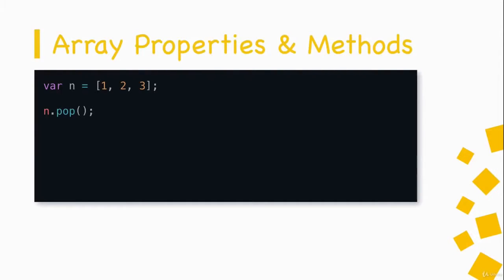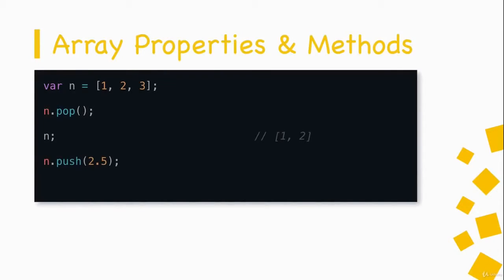And now the n array contains only the elements 1 and 2. So the last element, or 3, has been removed from this array. And that's how the pop method works. You can use the pop method to pop out or remove the very last element from an array. And similar to the shift method, if you use the pop method again on the n array, then 2 will be removed and only 1 will be left.